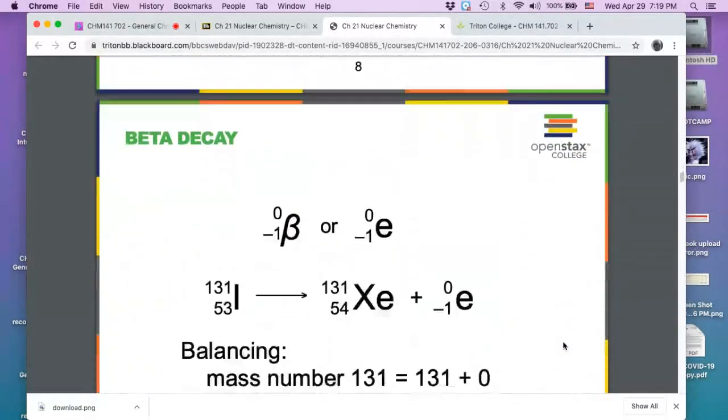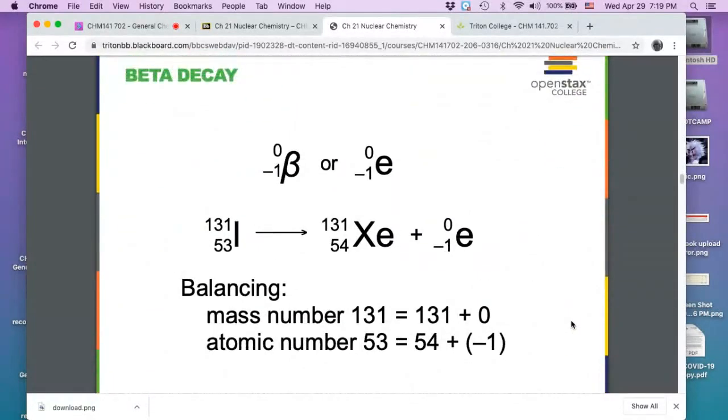Okay, let's look at our next possibility here. This is a beta decay. So we've got iodine 131. Its mass number is 131. Its atomic number is 53. After the decay process, we now have xenon. The atomic number went from 53 to 54, so it actually increased. The mass number stayed the same.